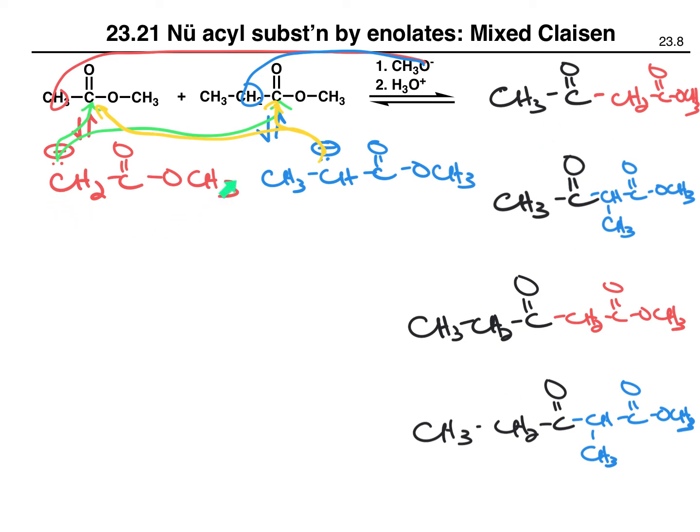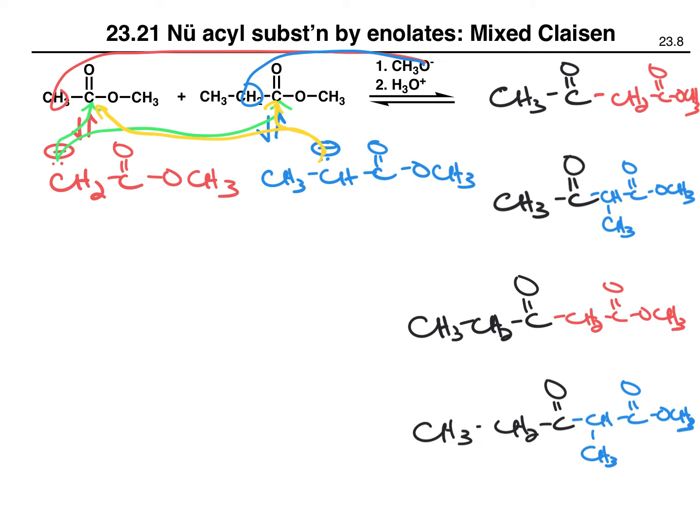So when the enolate derived from this ester reacts with that ester, we get some of the self-addition product. When this enolate reacts with the other ester, we are going to make some of this product. When the enolate derived from our second ester reacts with that second ester, we make some of this product. And when this enolate reacts with our first ester, we get some of this product. So a mixed Claisen condensation can lead to 4 different products.